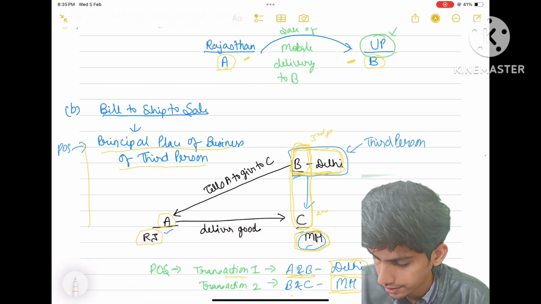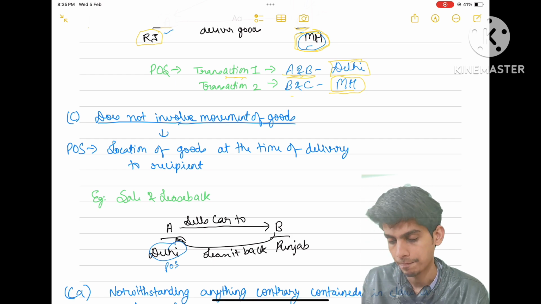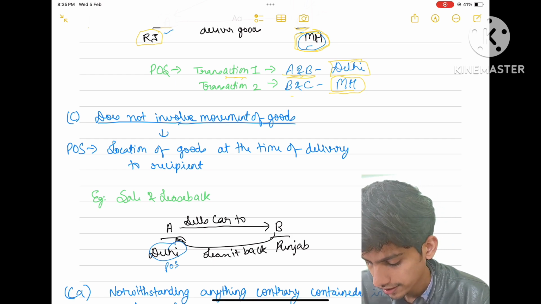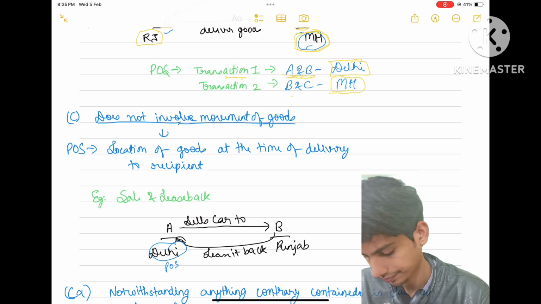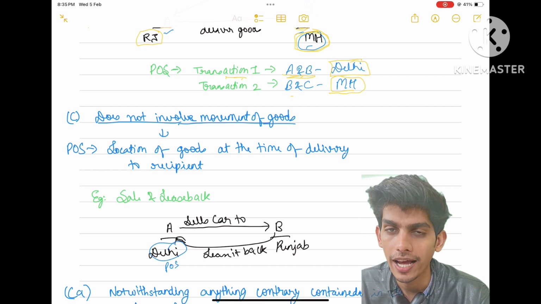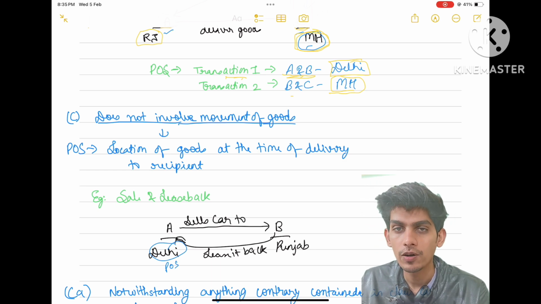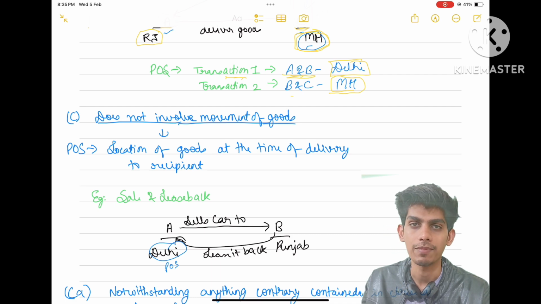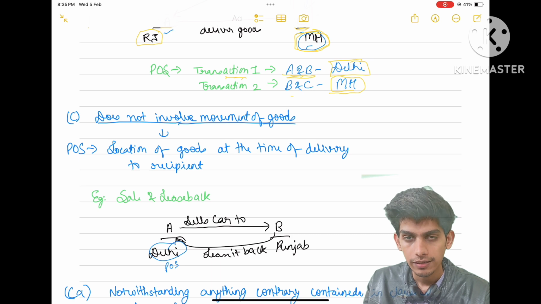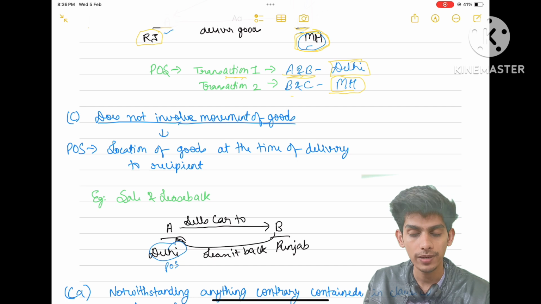Going further, next clause, clause C. This clause says where the transaction does not involve any movement of goods, place of supply will be the location of goods at the time of delivery to the recipient. So if there is no movement, we will assume the location of goods when the transaction took place as the place of supply.